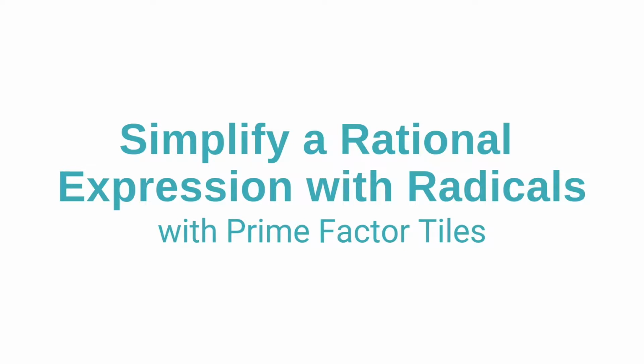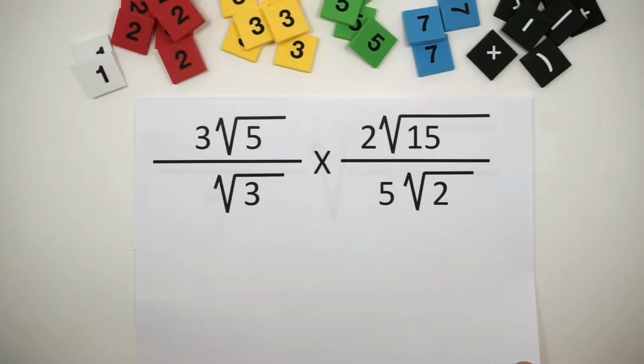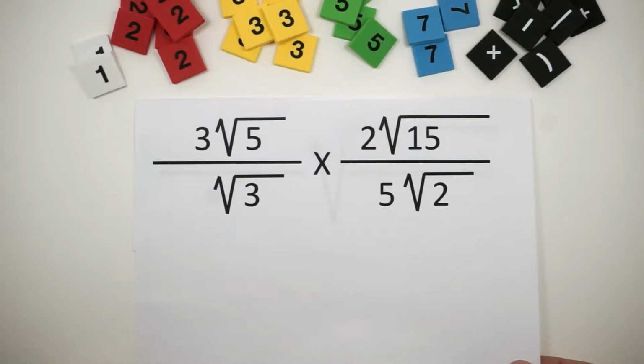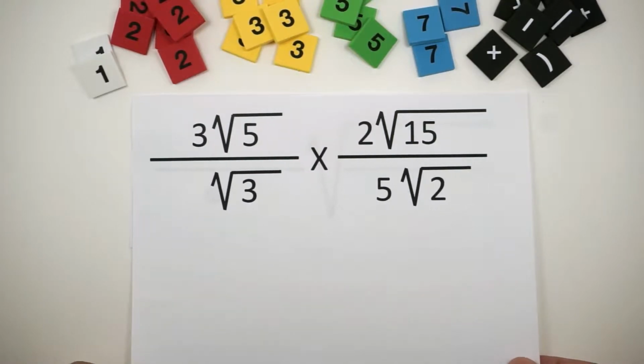Simplifying a rational expression with radicals. And so you can see I've got a pretty complicated looking problem here. And this would probably be out of an Algebra 2 class. But we're going to solve it quickly and easily with prime factor tiles.